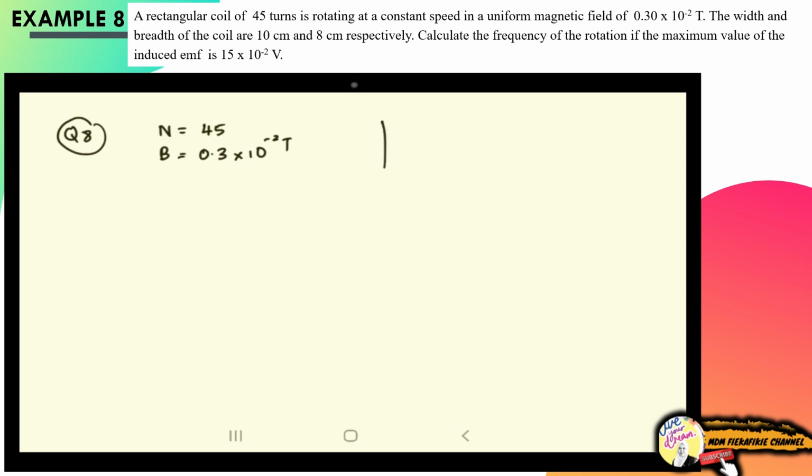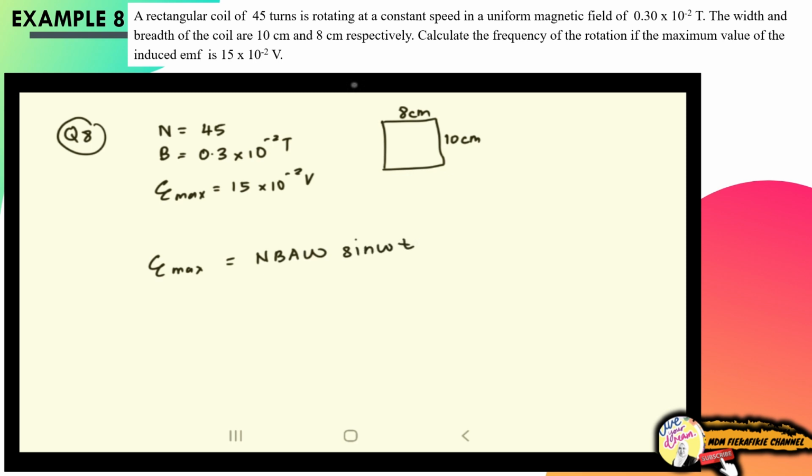Let's try to sketch. So 8 centimeter, and the breadth is 10 centimeter. Calculate the frequency of the rotation if the maximum value of the induced EMF is given. Alright, this is very easy, we just apply the equations. When we have a coil rotating in a uniform magnetic field, the induced EMF is equal to NBA omega sine omega t. This is a general equation. The maximum induced EMF is given 15 exponent negative 2, so sine omega t is equal to 1.